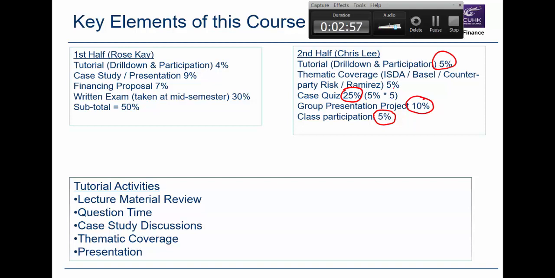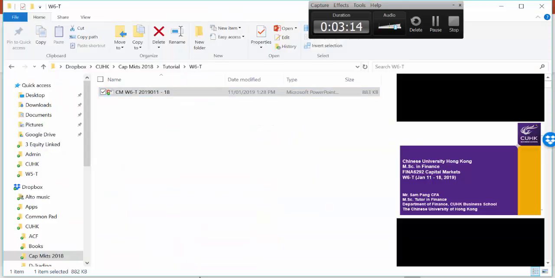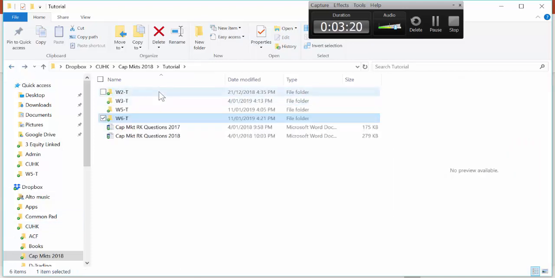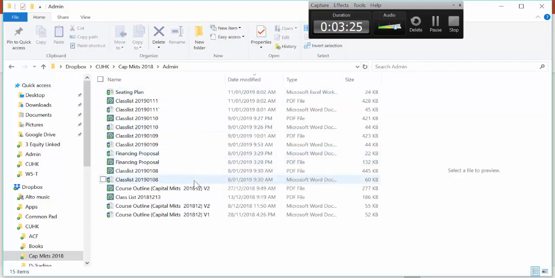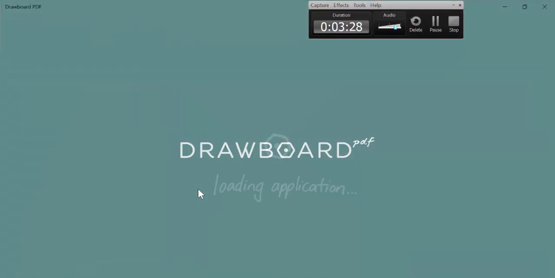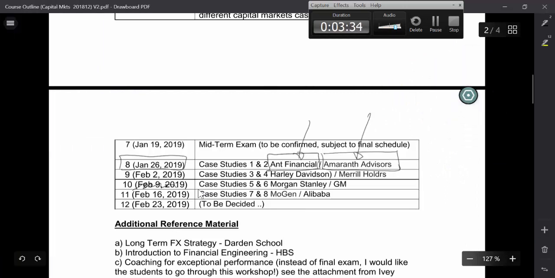Now, in the next 4 to 5 weeks, every time you come here, Chris has already done a couple of cases with you. So the first 2 cases, as you would know, are actually Ant Financial and Amaranth Advisors. Are you all aware of that? Yeah? So if you read the course outline, the 2 cases are this one and this one.